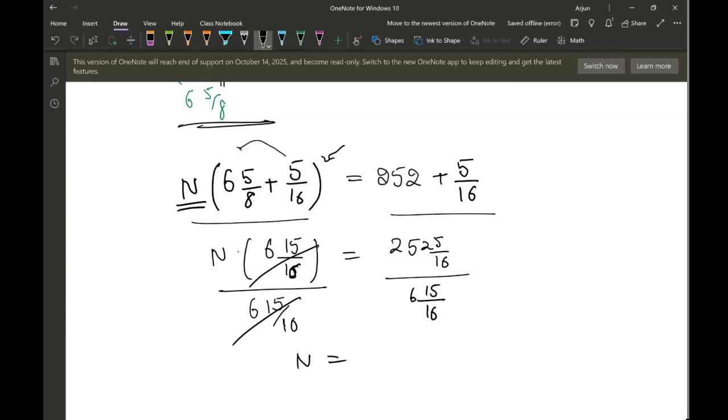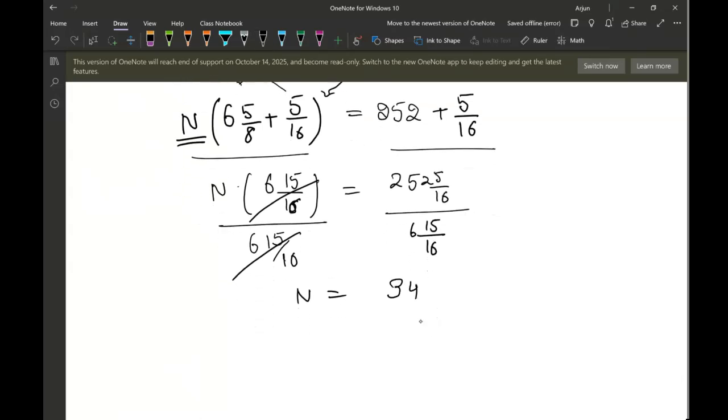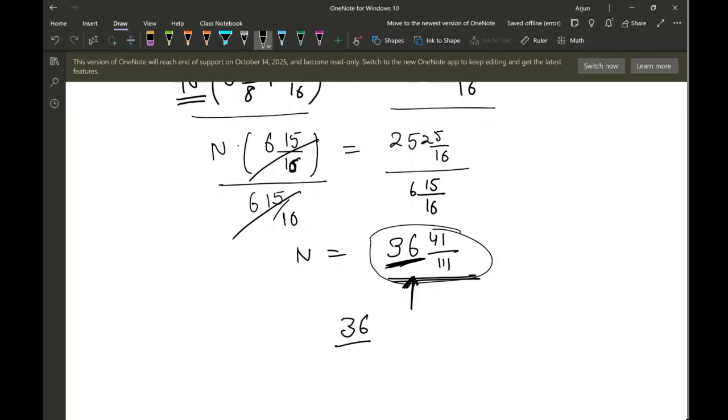So 252 5/16 divided by 6 15/16 comes out to be 36 41/111. Now it means this many pieces, but I can only pick complete pieces. So the total number of pieces will be 36. That's what I can cut from my bar.